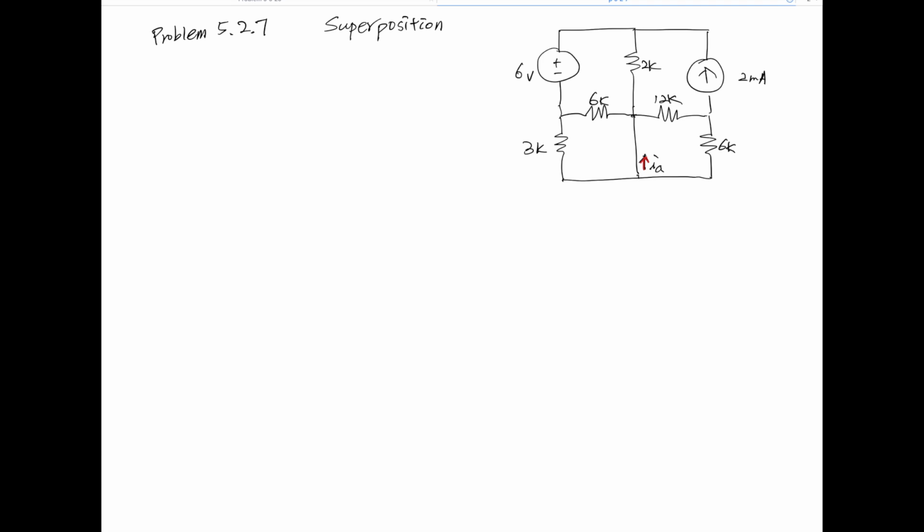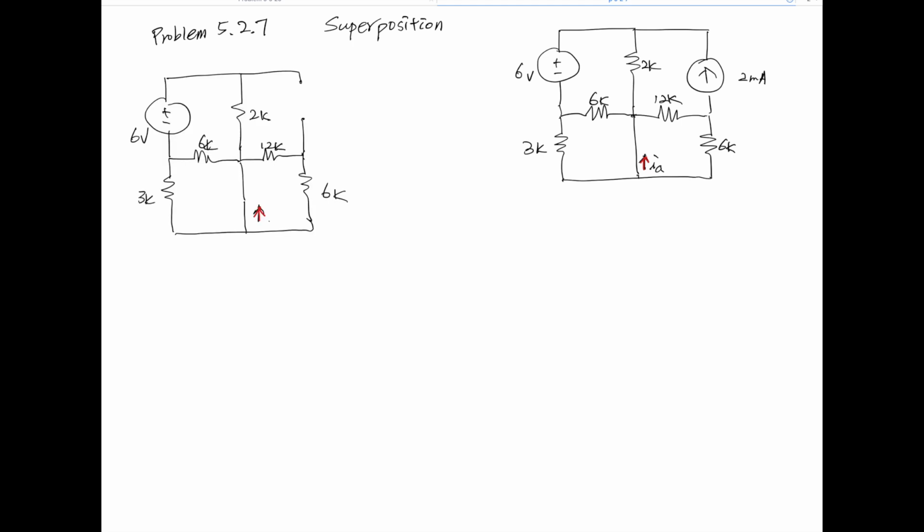So in this problem, we have one voltage source and one current source. Let's turn off the current source first and make it an open circuit. Then it looks like this, and we're going to call this current I sub A1. Here's the open circuit, and we're going to erase this portion so that we can clearly see what kind of circuit it is.